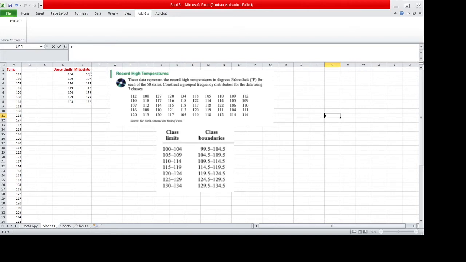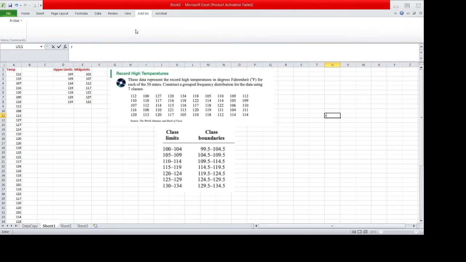To recall, the midpoint is equal to the sum of the lower limit and the upper limit divided by 2. Thus, 100 plus 104 divided by 2 is equal to 102. Then 105 plus 109 divided by 2 is equal to 107. And continue, use the same formula until you compute all the midpoints for the 7 classes. And then put the data also, or these 50 values, in one column.